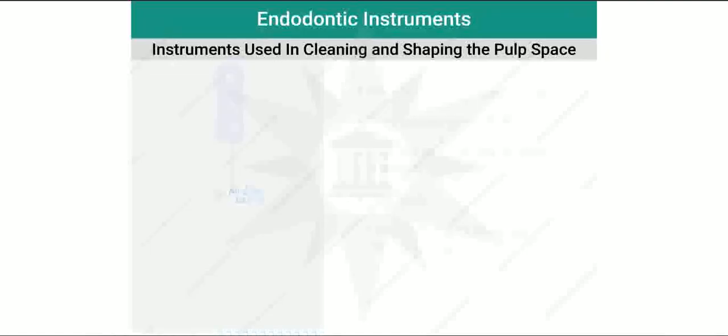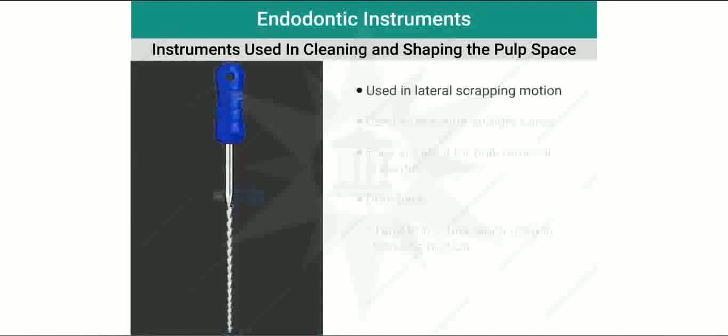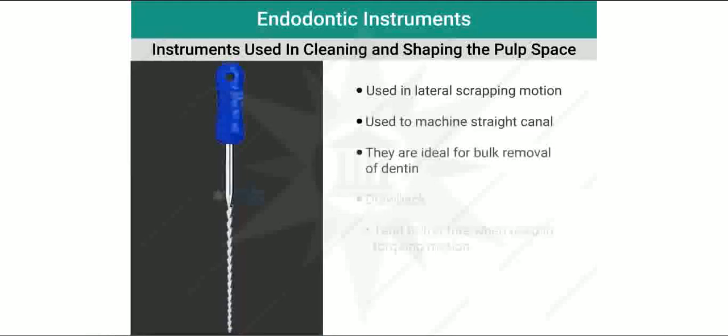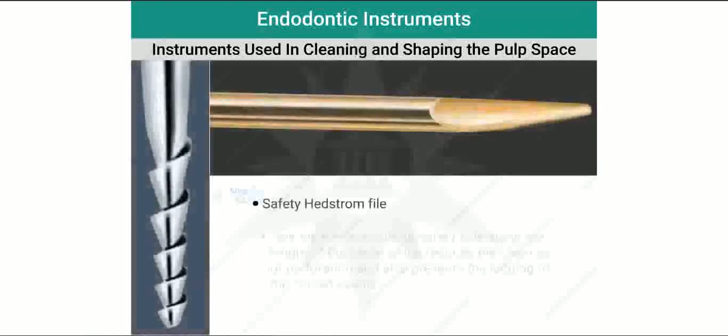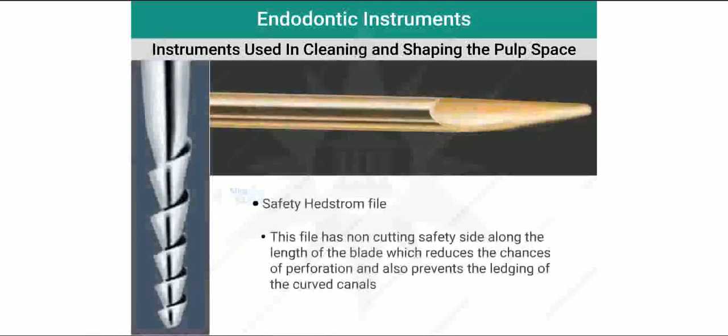Generally, they are intended to be used for the removal of gutta-percha. The main drawback of these files is they tend to fracture when used in a torquing motion. A modification of the H file is the safety H file. This file has a non-cutting safety edge along the length of the blade, which reduces the chances of perforation and also prevents ledge formation in curved canals.